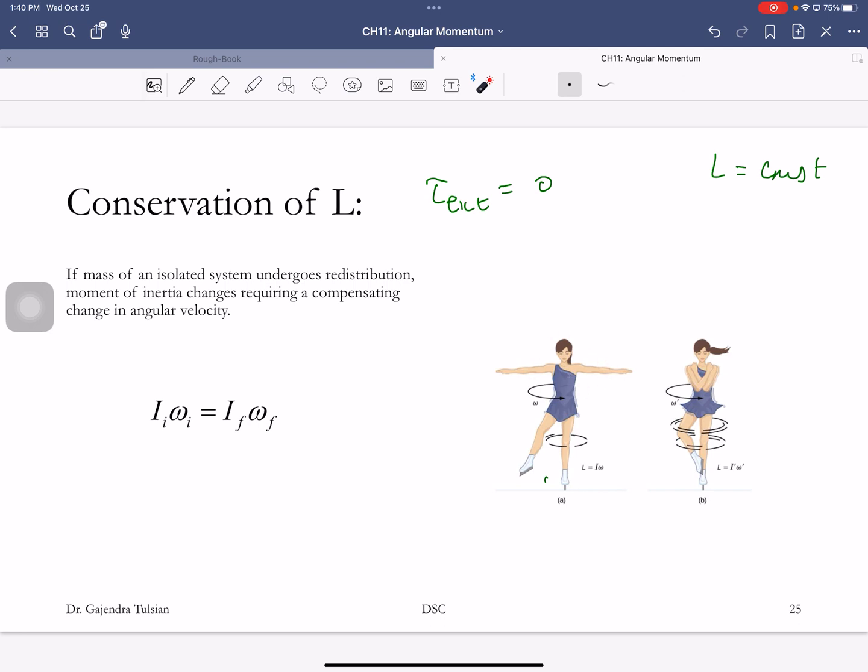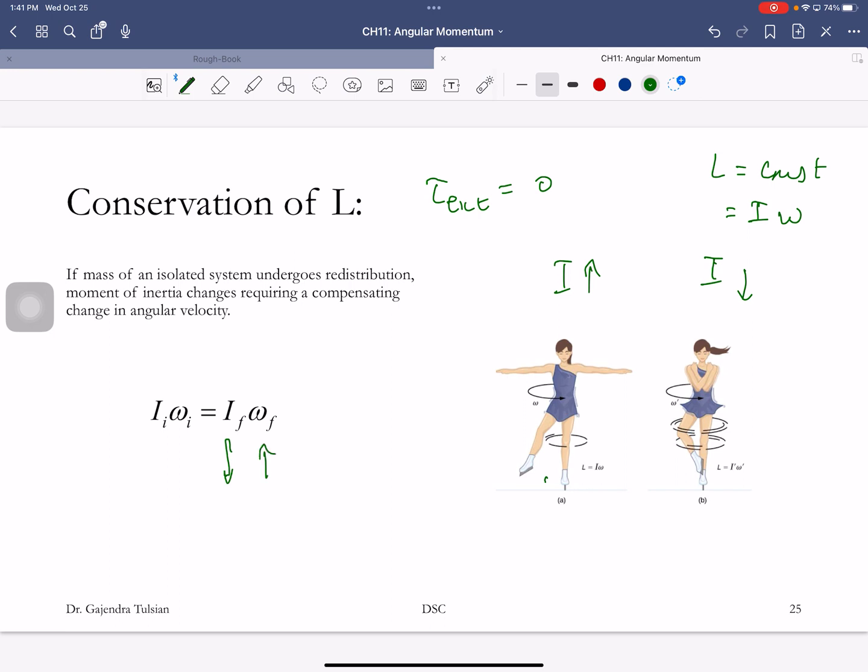So right now, the moment of inertia of this system about that axis is larger because some of the mass is further from the axis of rotation. And as soon as that mass gets closer to the axis of rotation, I decreases. So I is smaller here, I is larger here for the same system. And since L is constant, L is I times omega. So if I decreases, omega increases.